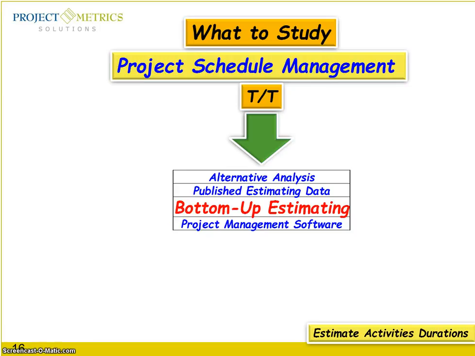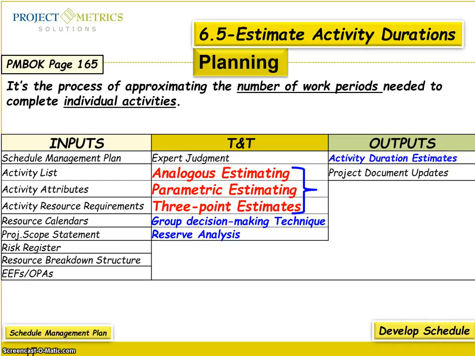Now we are going to talk about estimate activity duration. Before we go to the inputs, it is a process approximating the number of work periods needed to complete individual activities. The inputs, as you see, are outputs from other processes. In the tool and technique, there are three expressions here. I'd like you to focus on analogous estimating, parametric estimating, three-point estimates, and what you're going to get as the output, it is the project duration estimate.